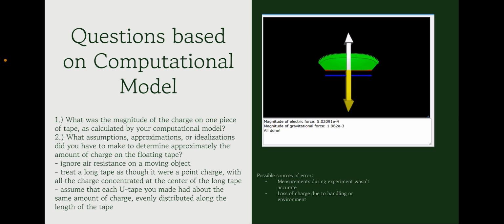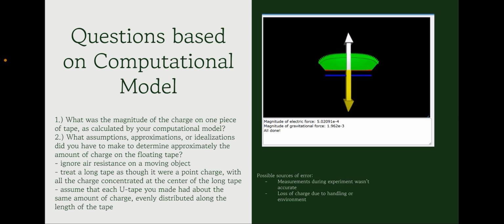It answers the first question: what is the magnitude of the charge on one piece of tape? And any assumptions that we had to make were to ignore air resistance on a moving object, treat the long tape as if it was a point charge, so all the charges were concentrated on the center of the tape, and then assume that each U-tape that we made had about the same amount of charge that was evenly distributed.